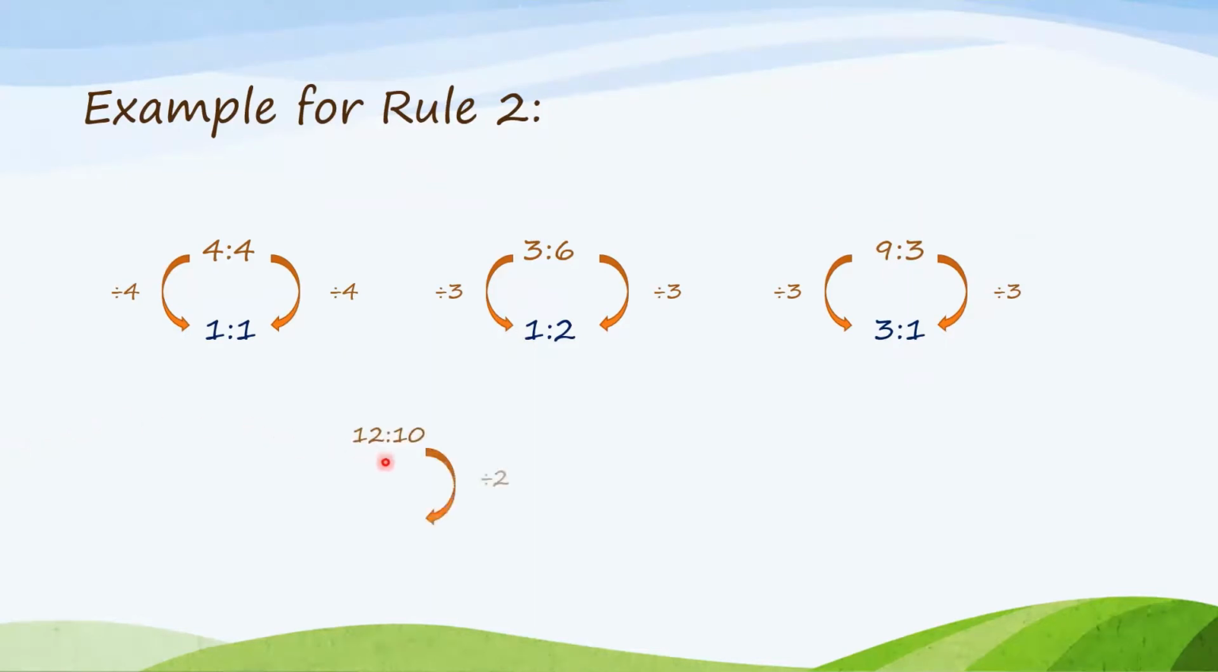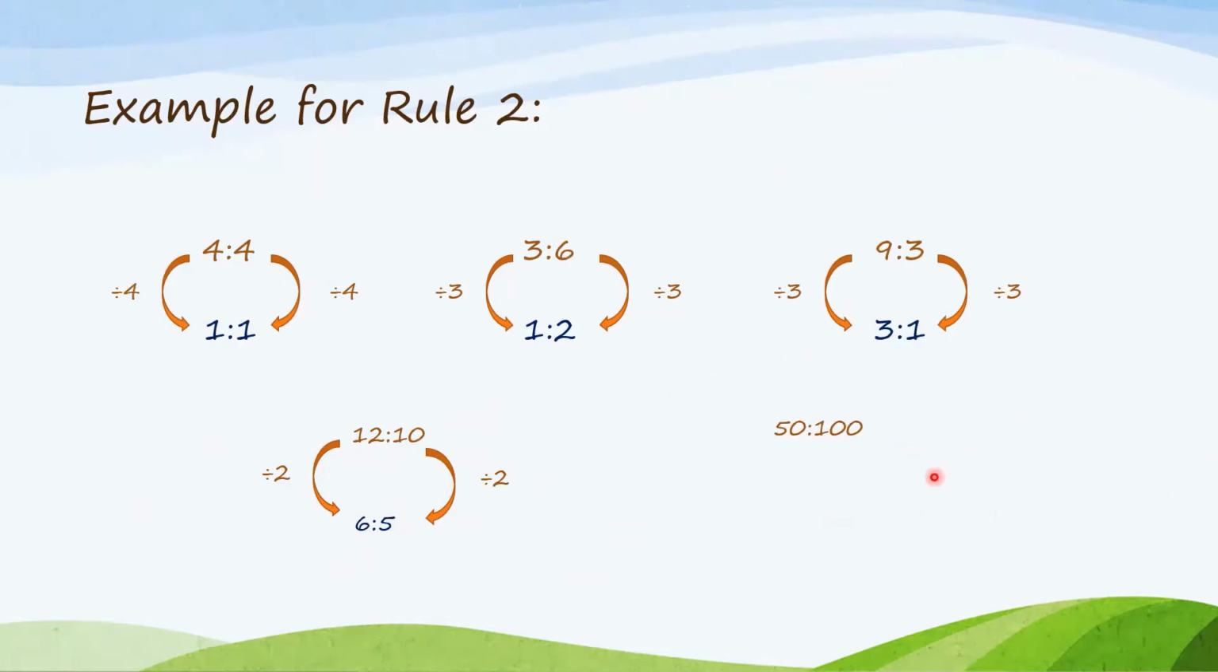Next example, 12:10. Divided by 2, that gives 6:5. You may be wondering, how come such a big ratio can only be divided by 2? That's because if it was divided by another number, for example 3, 12 divided by 3 is possible and gives 4, but 10 divided by 3 will give me a decimal. It will be 10/3, which is a very long decimal.